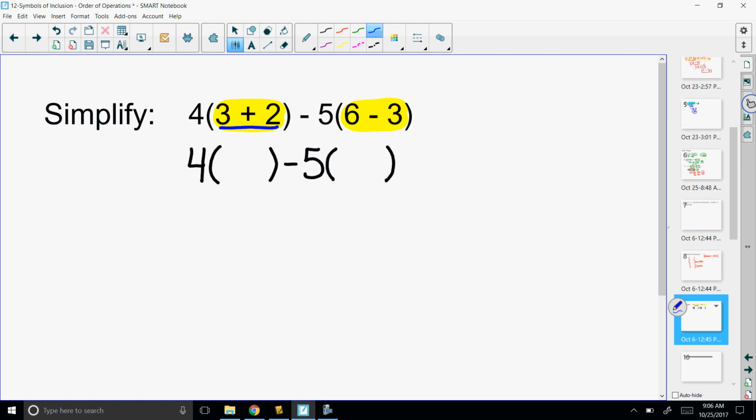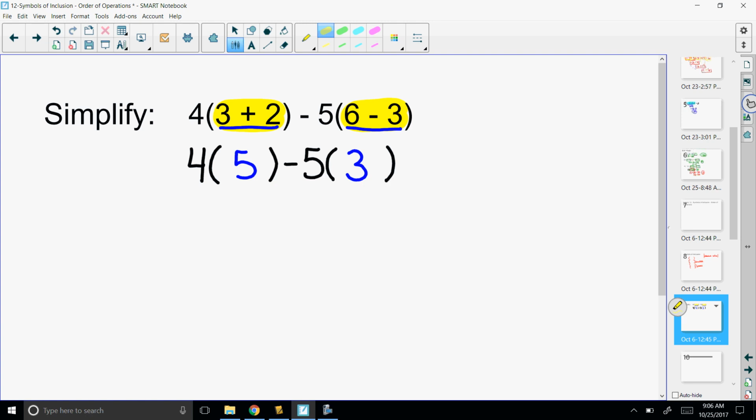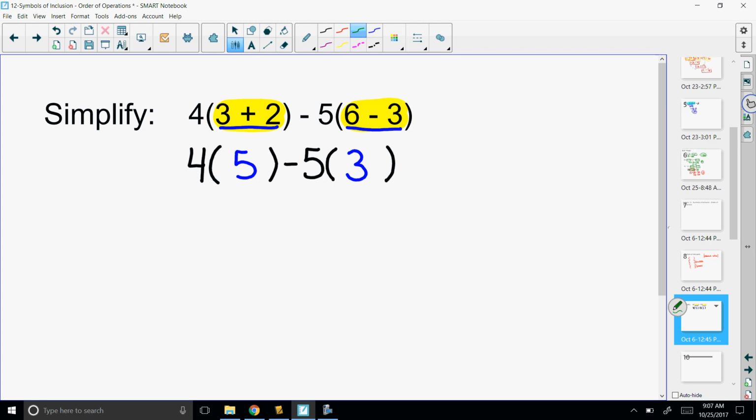Within the parentheses, you go back to your orders of operations. So it's 3 plus 2, 5. I look at the next set. What is 6 minus 3? 3. And that very first complicated expression now becomes 4 times 5 minus 5 times 3. Orders of operations say the next thing that we need to do is multiply. So I need to figure out where is multiplication. It is 4 times 5 and 5 times 3.